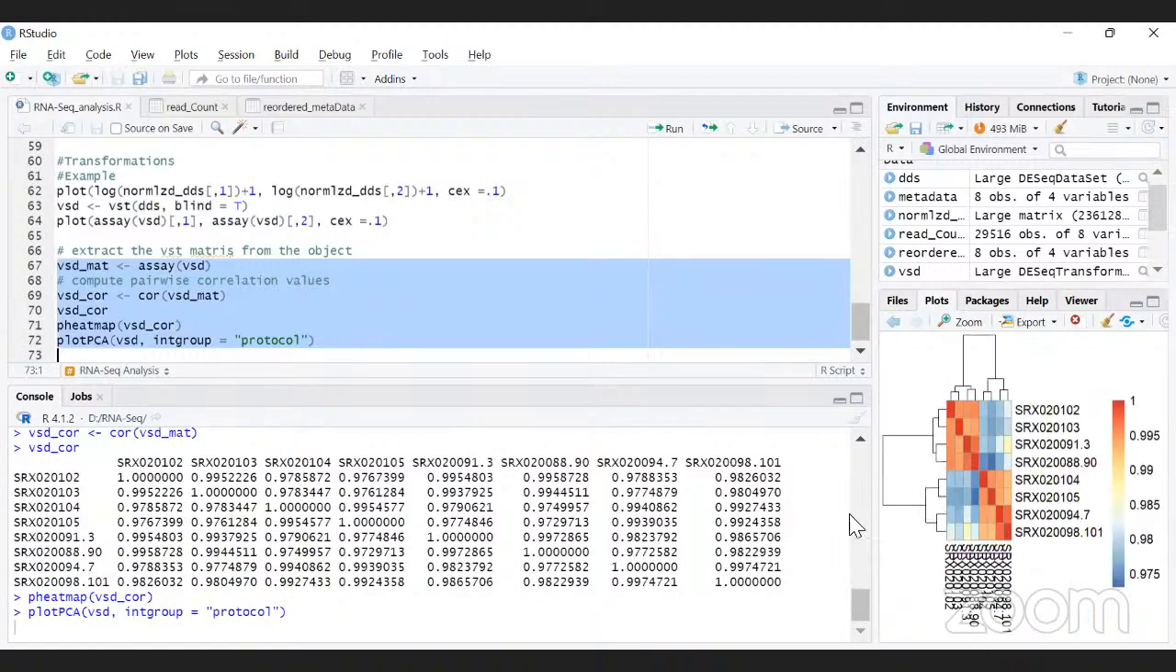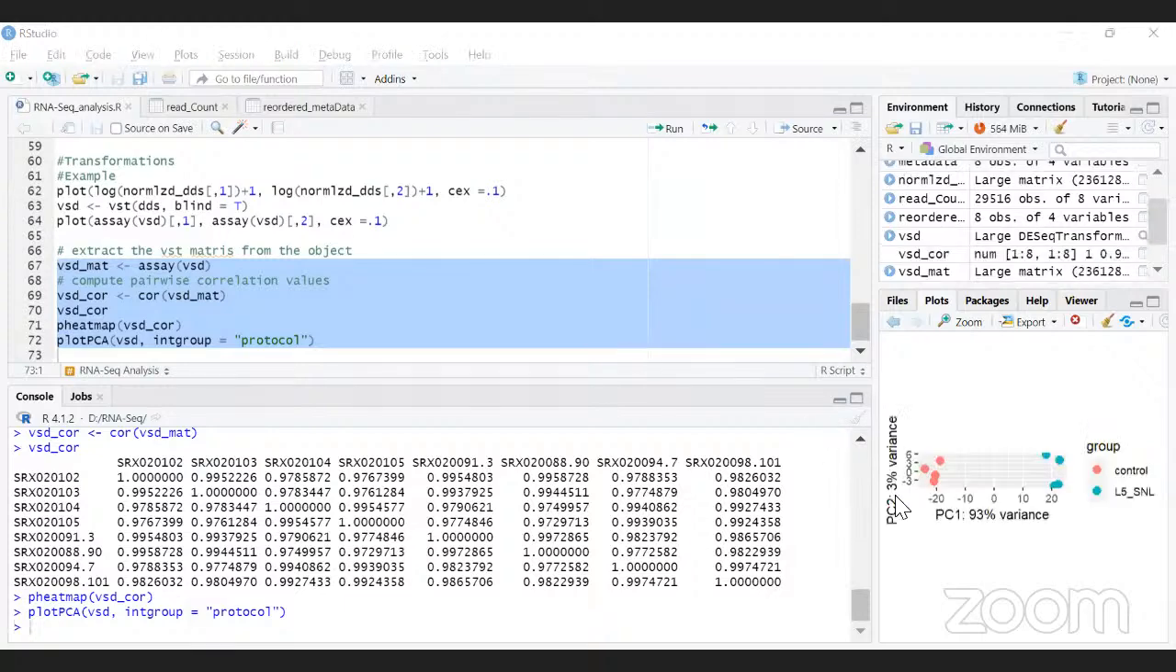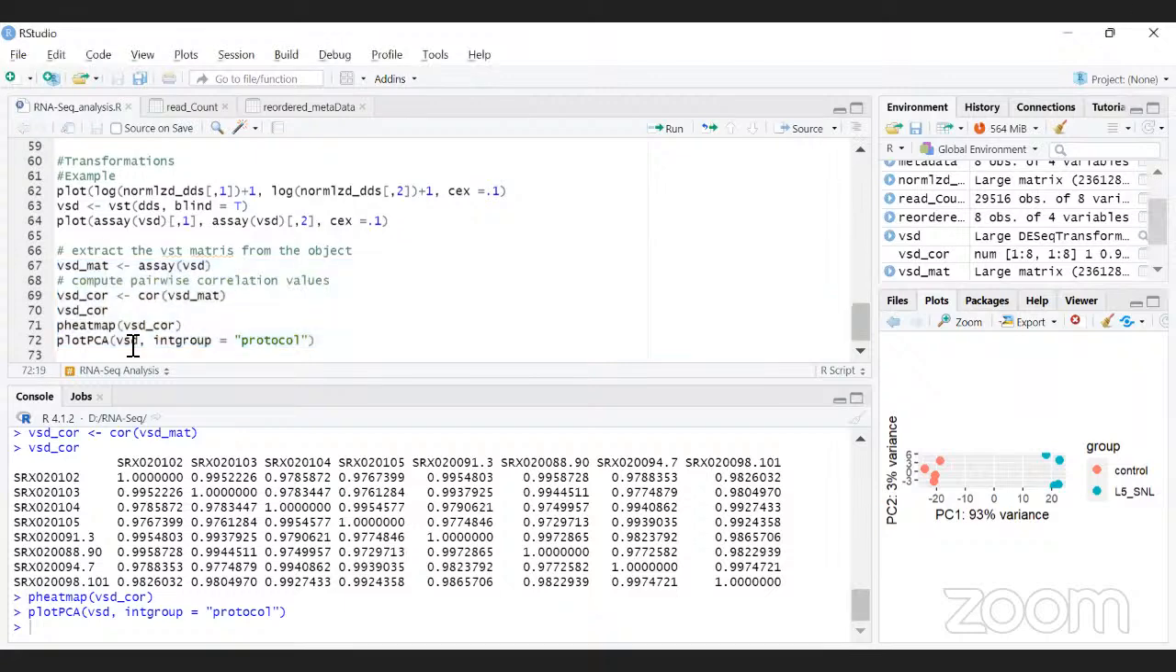So when you look at heat maps using these kinds of transformations, you can see very clearly. When you look at PCA, there's a function for PCA in DESeq itself. It's called plotPCA, and then we can simply give the variable that you want to color it by. For example, here we're looking at protocol.